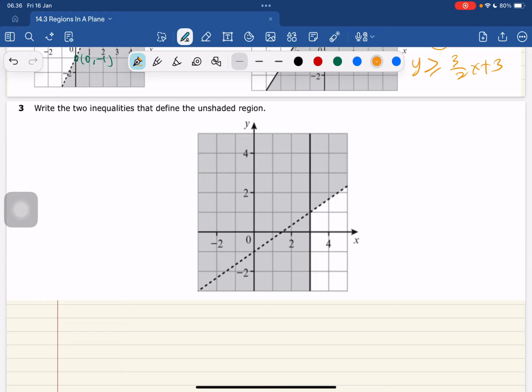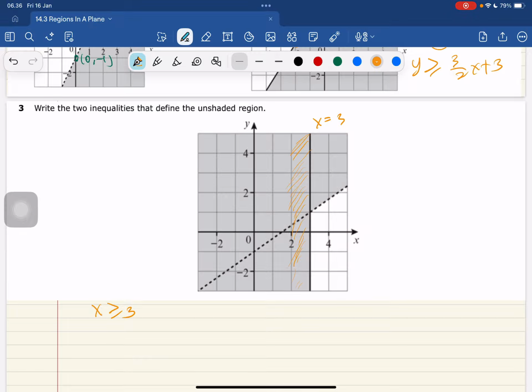Next, write the two inequalities. So this line is x equal to 3. Since this is the unwanted area, the first is x bigger than or equal to 3 because this is the unwanted area.